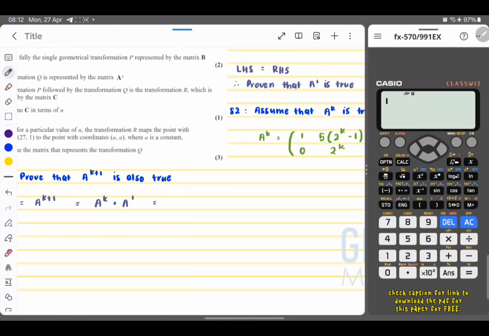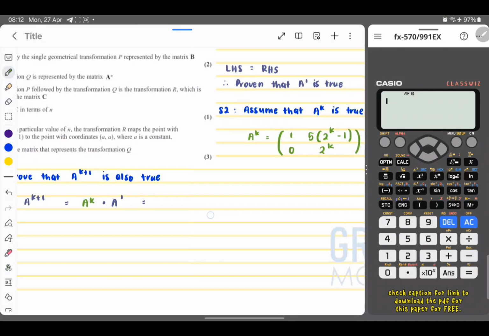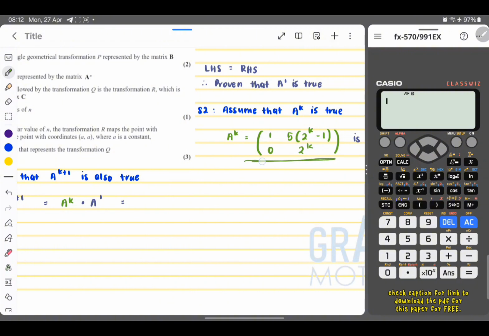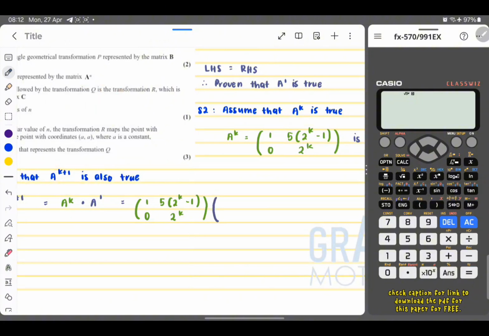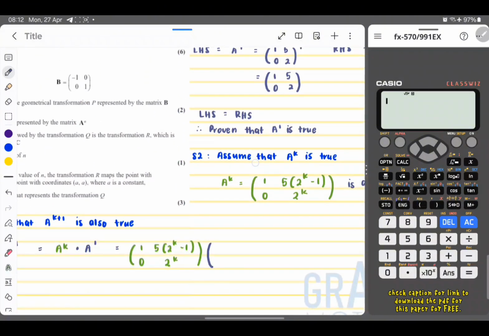And what is A to the power of k? Okay, let me use a different color for this one. So A to the power of k. A to the power of k is what we have in step number 2. So this is [1, 0, 5(2 to the power of k minus 1), 2 to the power of k]. Now we want to multiply with A to the power of 1. This comes from step 1, which is [1, 0, 5, 2].